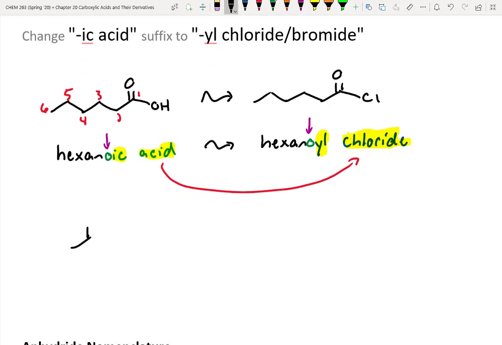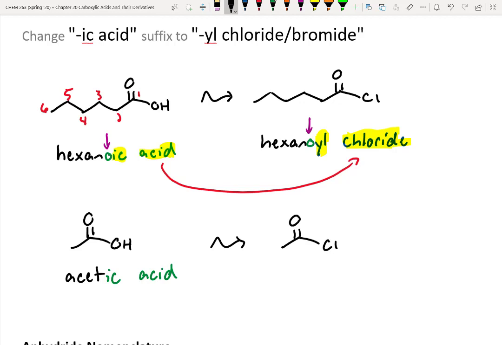Let's say we have this carboxylic acid. This is not usually called ethanoic acid. That just sounds kind of funny. Instead, people just call this acetic acid. And again, we're going to do a switch. And in this case, I'm going to swap out the OH group for a Cl.